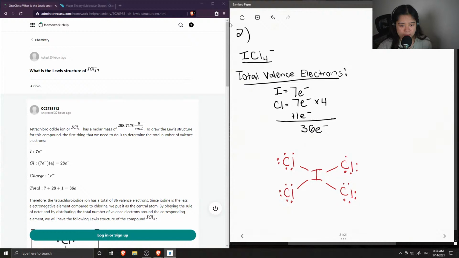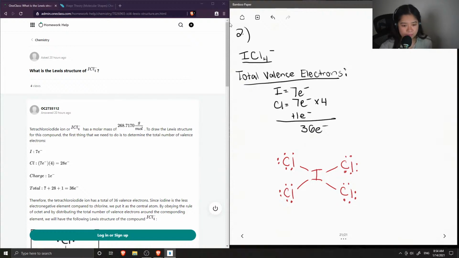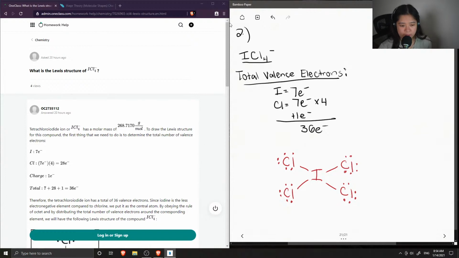Okay, so now I just like to count out to see how many electrons I have so far. Each bond contains 2 bonding electrons, and each chlorine has 6 non-bonding electrons. So I only have a total of 32 electrons, so I just need to write down 4 more in order to get my total number of 36. For the last 4, I'm just going to add them as lone pairs on my iodine.